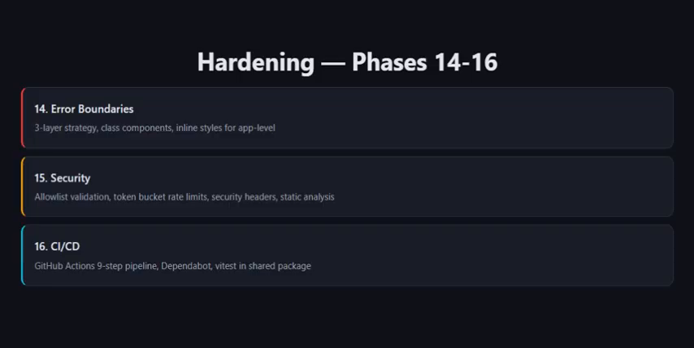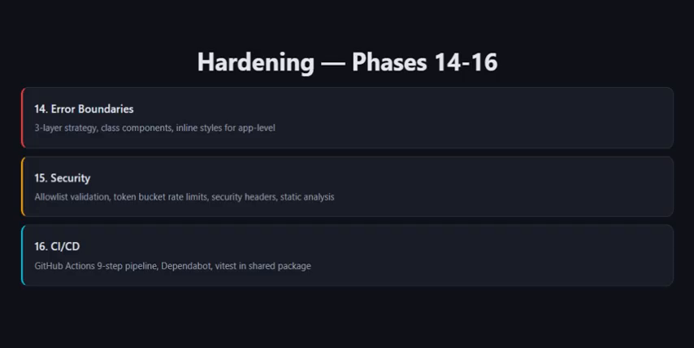Phase 15, security. Input validation hardening across all mutations. Rate limiting on expensive operations. Security headers on the web deployment, static analysis rules in ESLint. You go through every endpoint, every mutation, every user-facing input, and make sure it's locked down. Phase 16, CI/CD. The GitHub Actions pipeline. Type checking, linting, building, testing, auditing. Dependabot configuration. Branch protection rules.